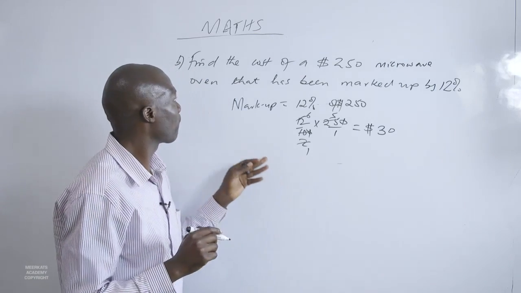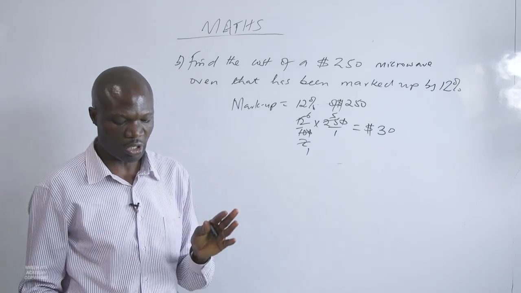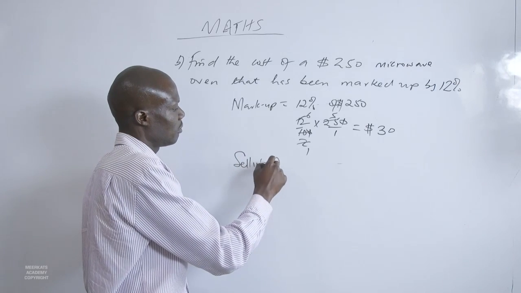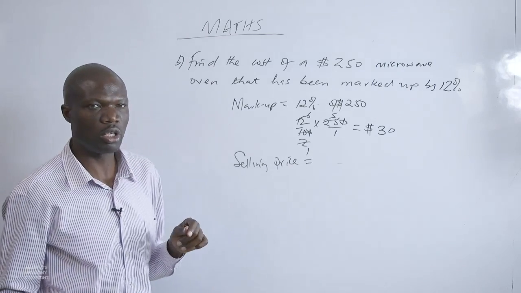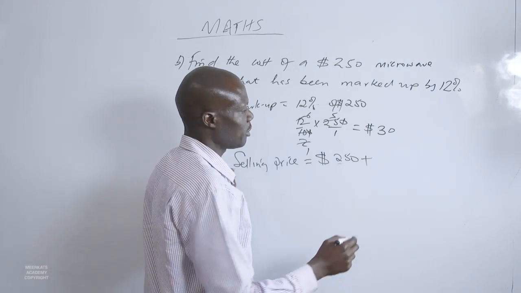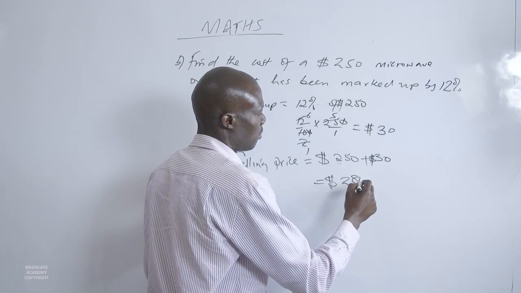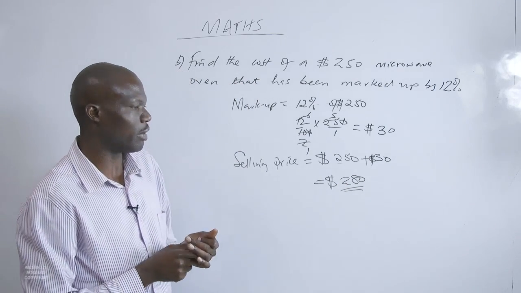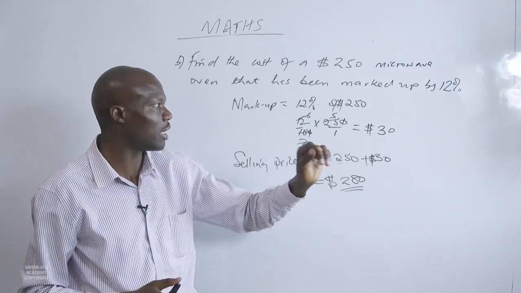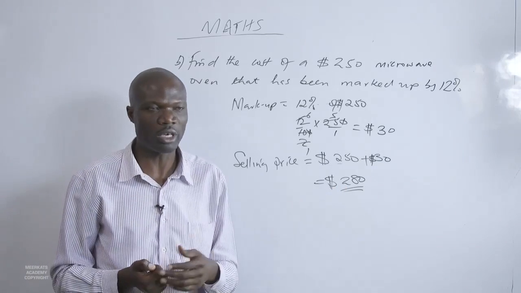But we are looking at the cost when we mark up by 12%. So in this case, we say that our selling price is equal to the wholesale price, which is $250, plus our markup, which is $30. So this one will give us $280. So a microwave oven marked at 250, and we have marked up by 12%, then we will have to walk away with it upon paying $280.